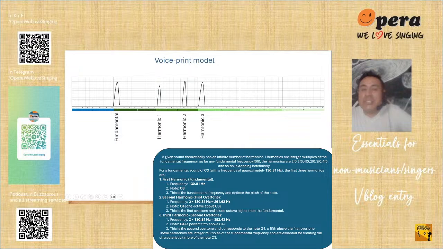So, what is the message that I would like you to carry in your minds? That whoever sings, voice or instrument, a C3, its three first harmonics will be a C4, a G4, and a C5.